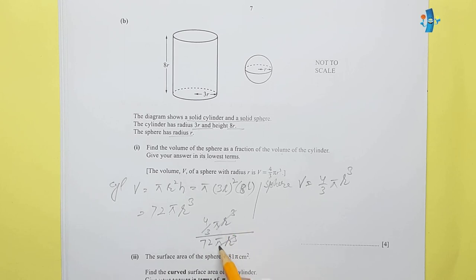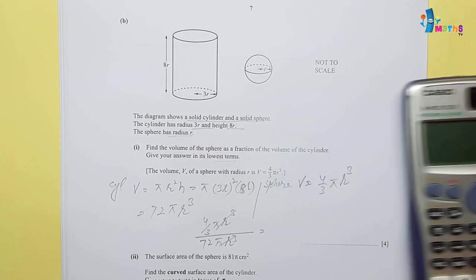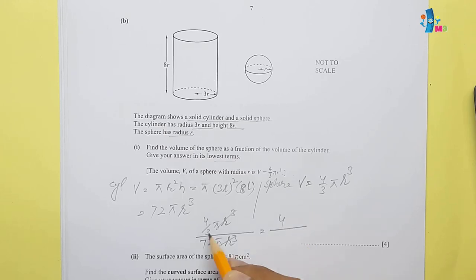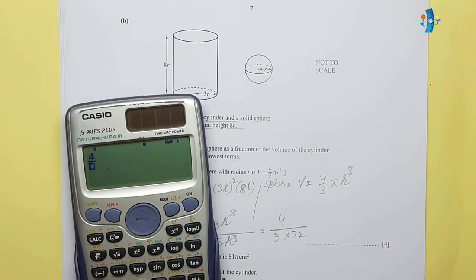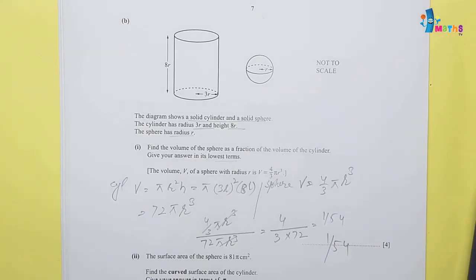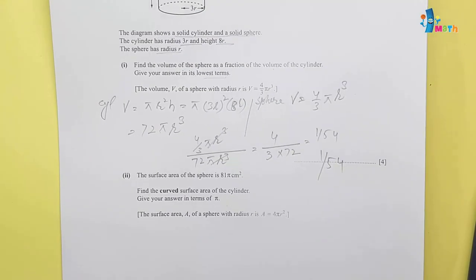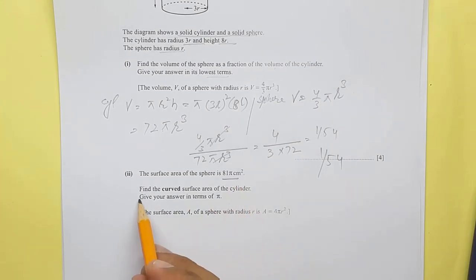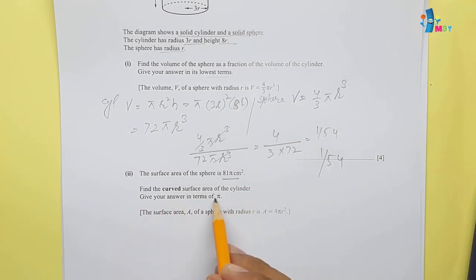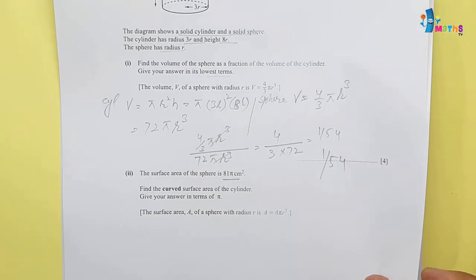So pi r cube will be cancelled, and for the rest we can pull this down, 4 over 3 into 72, and we can simplify this, and it will be equal to 1 over 54. So the answer will be 1 over 54. Second part: the surface area of the sphere is 81 pi. This is the surface area. Find the curved surface area of the cylinder. Give your answer in terms of pi.